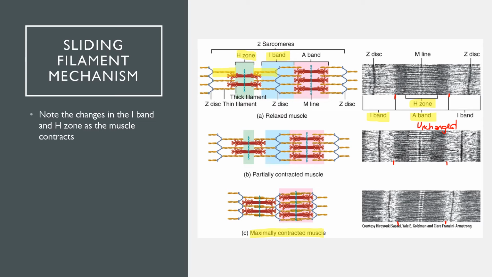Now, since these thin filaments are attached to the Z discs, when the thin filaments slide inward, the Z discs will come closer together and the sarcomere itself shortens. So shortening of the sarcomeres causes shortening of the whole muscle fiber, and in turn leads to shortening of the entire muscle.